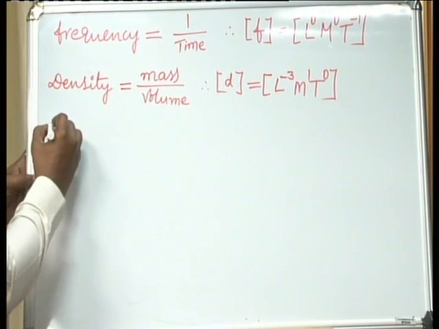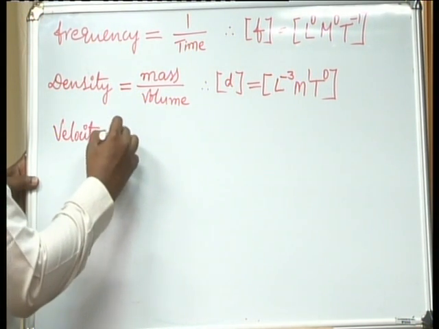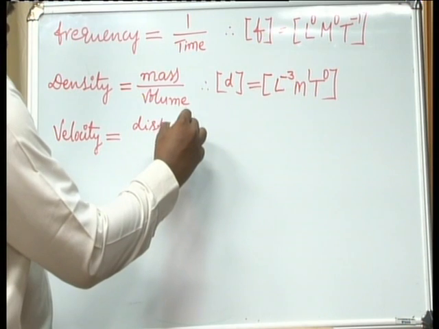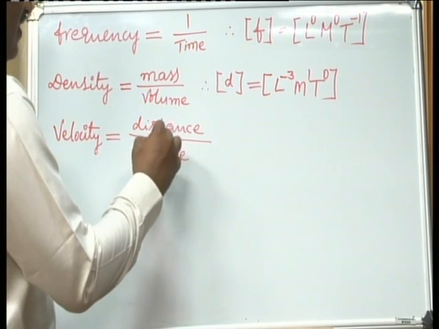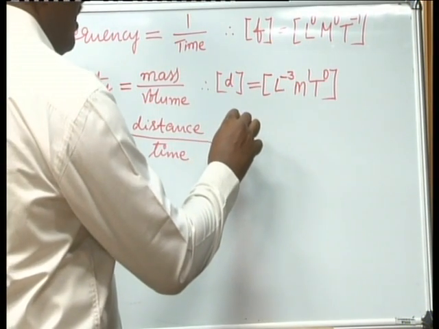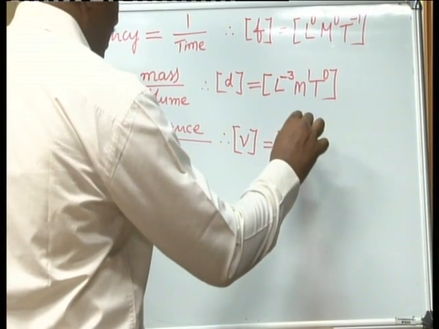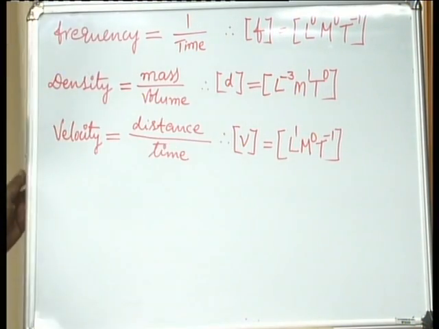Now, you can write the dimensions of velocity also. Velocity can be defined as the ratio of distance travelled by a body to the time taken by the body, that is distance divided by time. Distance is a length, time is a fundamental quantity, no problem here. Therefore, dimensional equation of velocity is 1 in length, 0 in mass and -1 in time. 1 in length, 0 in mass, -1 in time is the dimension of velocity.